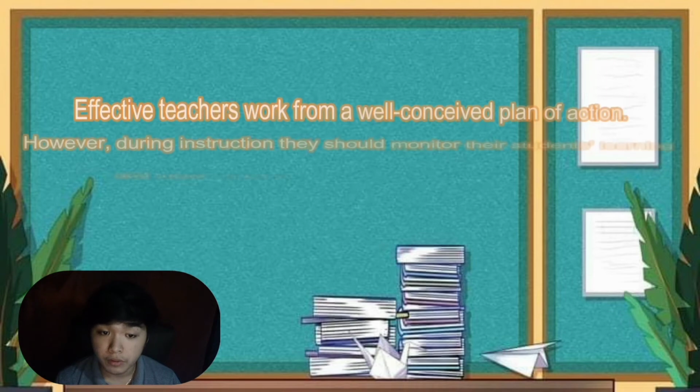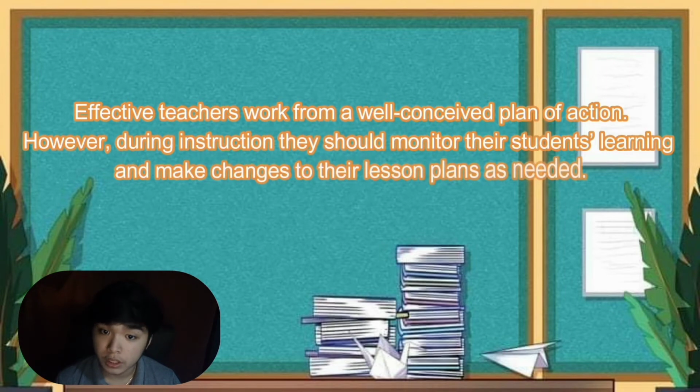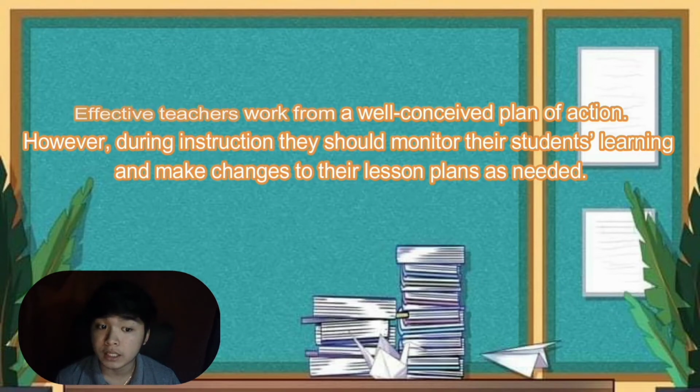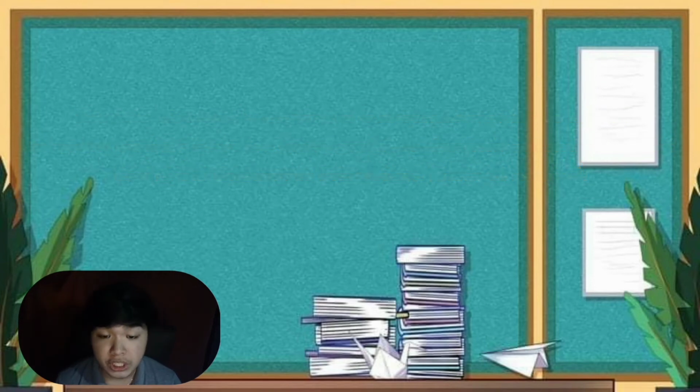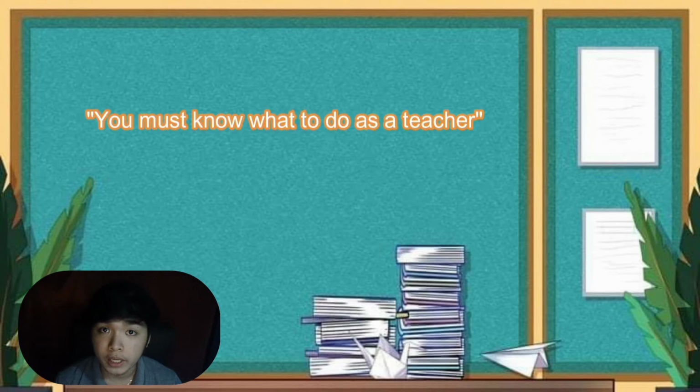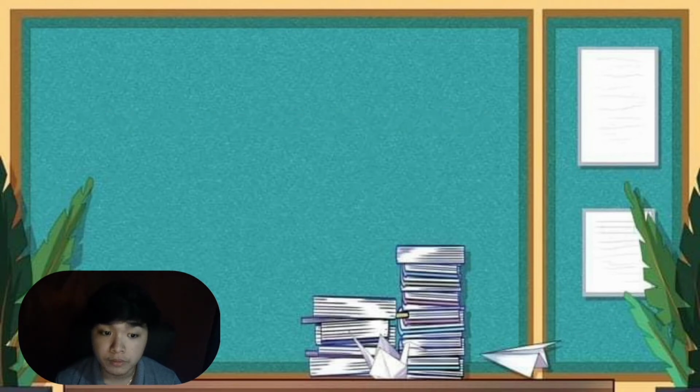Effective teachers work from a well-conceived plan of action. However, during instruction, they should monitor their students' learning and make changes to their lesson plans as needed. In other words, while you're teaching in the classroom and you notice some students are sleepy, bored, or not listening, which will result in the students not catching the lesson, you must know what to do as a teacher. You must improvise and catch the attention of your students for them to learn.